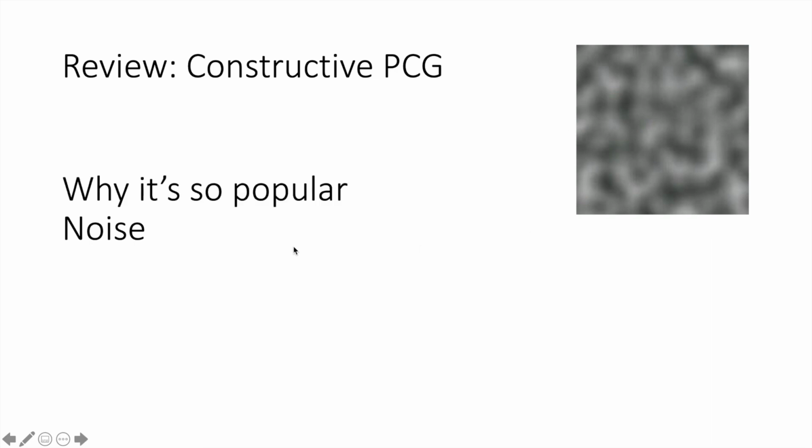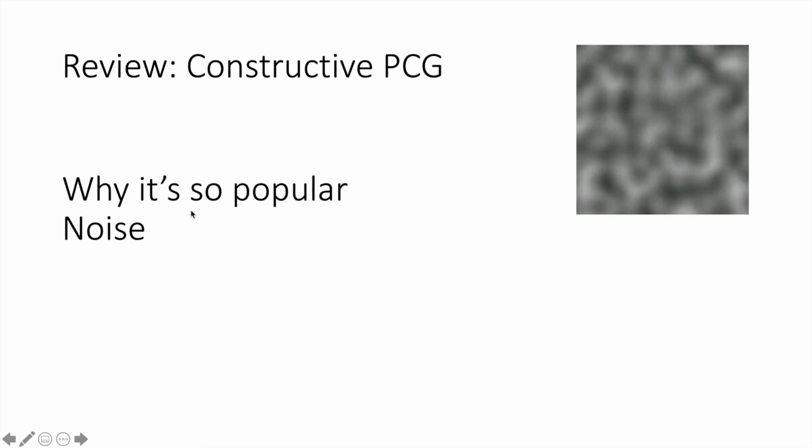So last time, also known as Monday, we talked about constructive PCG. We talked about two major approaches. They were noise, which looked like this. Well, not just like this, right? This is one example of Perlin noise, and I gave an example of a Unity project of mine, trying to recreate Minecraft-like landscapes with Perlin noise.